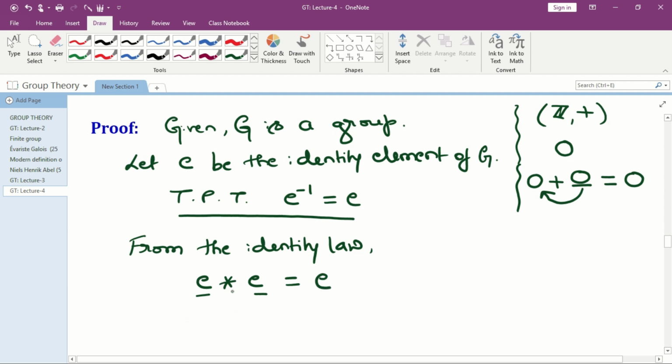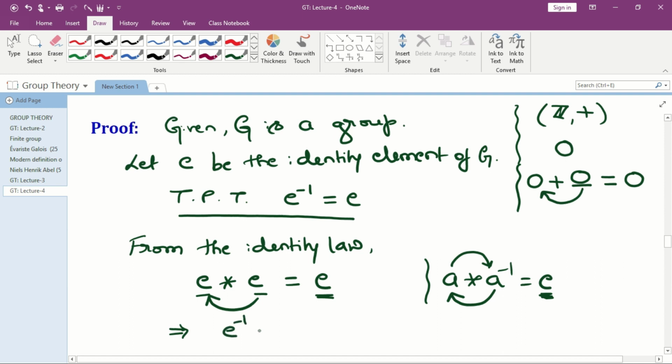Now you observe carefully. What does the inverse law say? A star A inverse is equal to E. So if the right hand side gives the identity element, then A inverse is called the inverse of A, or A is called the inverse of A inverse. Now on the right hand side we got the identity element. Therefore E is the inverse of E itself. Therefore we have proved that the inverse of E is E itself.